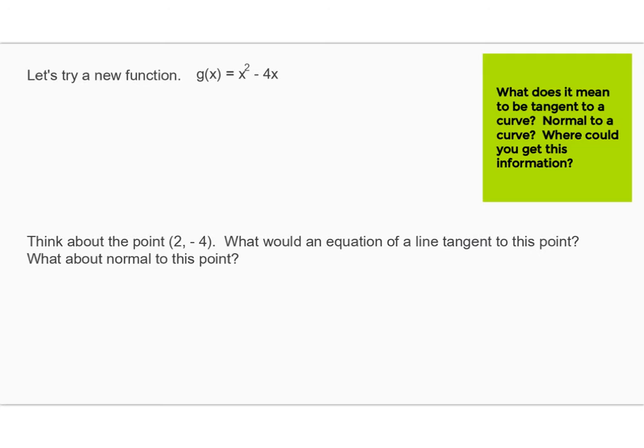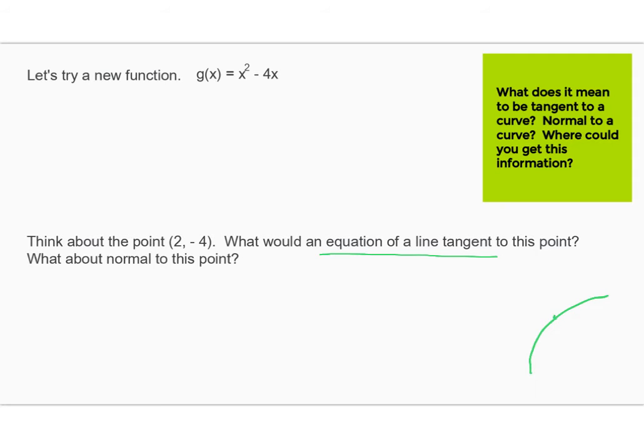All right, let's try one kind of fancy function. Here we've got x squared minus 4x. And what we're trying to do is, first, we're going to have to find the derivative of this because we're going to need the slope of this in a couple minutes. I'd like to take a look at the instructions down below because that's going to be guiding why we're doing this. So we're looking for an equation of a line tangent to this point.